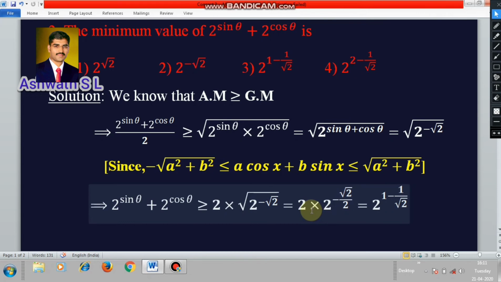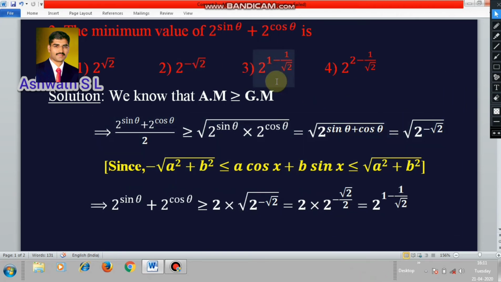So a power m into a power n is a power m plus n, but in place of the second term, negative is there. So it is 2 power 1 minus 1 by root 2. Root 2 by 2 means 1 by root 2. 2 power 1 minus 1 by root 2 is the answer. Option 3 is the answer for this.